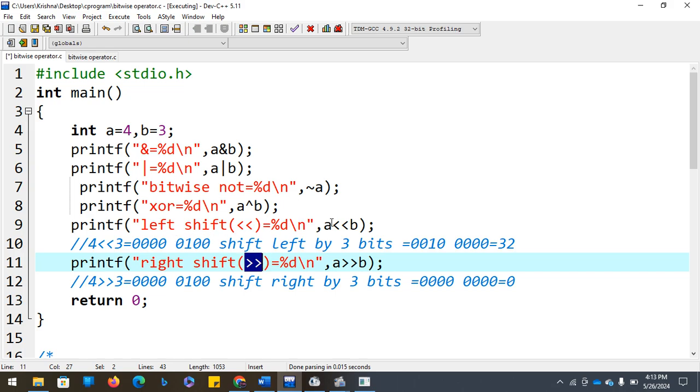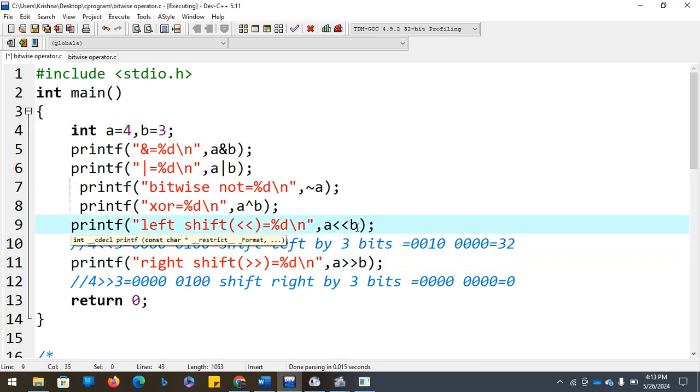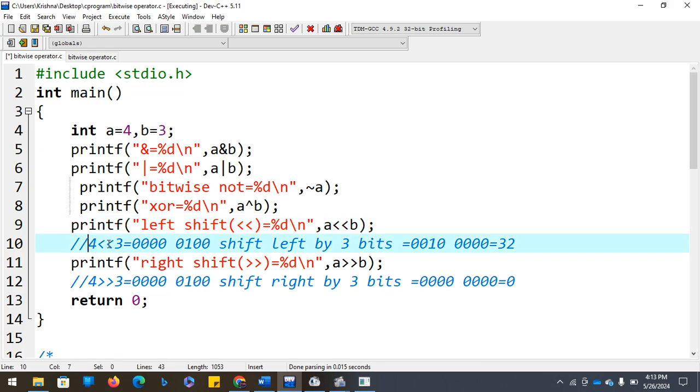The value of A is 4 and B is 3. Simply it says shift the value of A by 3 bits. It means shift the value of A after converting into binary by how much B is, 3 bits. Then convert that into decimal and whatever you get will be the answer. It's very simple. Look here, 4, then left shift 3. So 4 is equivalent to this much, and 3 means shift by 3 to the left side. So 1 is here, and this 1 now shifts to the left side.